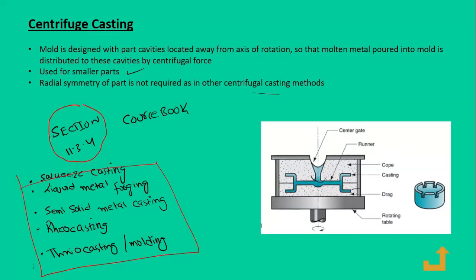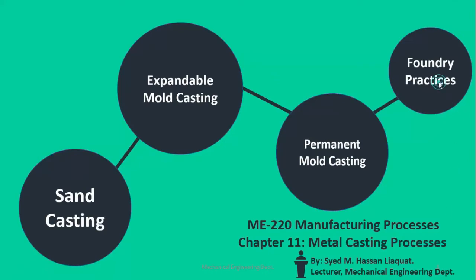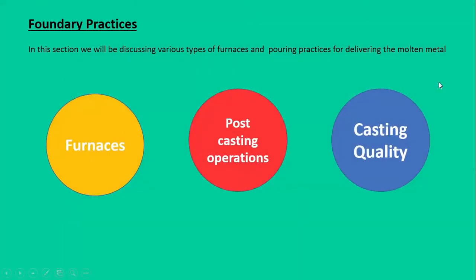So now we'll move towards the last section of this chapter, that is the foundry practices. In this section, we are going to discuss three aspects of the foundry. The first one is the furnace, the types of furnaces that are used in foundries, and the post casting operations such as cleaning and heat treatment operations, and the casting quality, how to overcome the defects that are produced in various casting processes. So we will start with the furnaces.